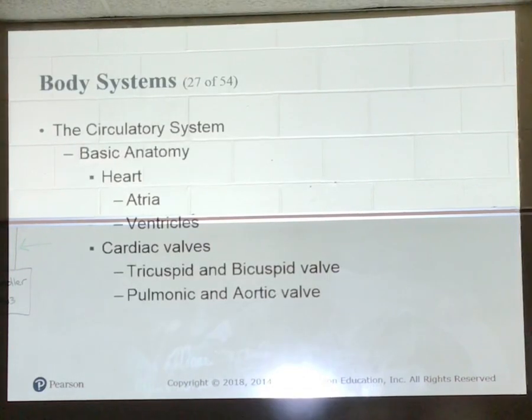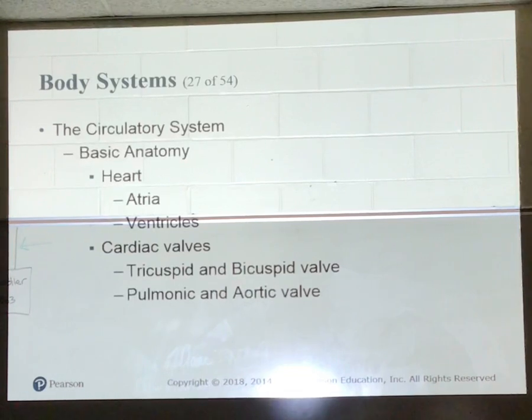The heart has 4 chambers. The upper chambers are called the atria. This receives blood from the veins. Are veins oxygenated or deoxygenated? Deoxygenated. The right atrium receives oxygen-depleted blood from the veins of the body. The left atrium receives oxygen-rich blood from the pulmonary vein from the lungs. The pulmonary vein is the only vein in the body that transports oxygenated blood.